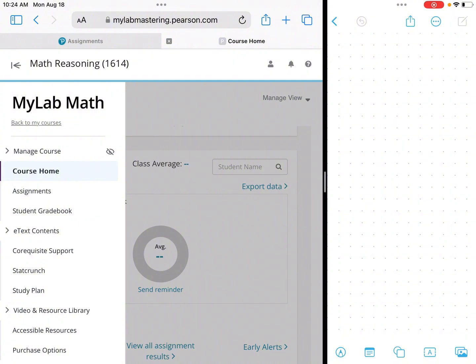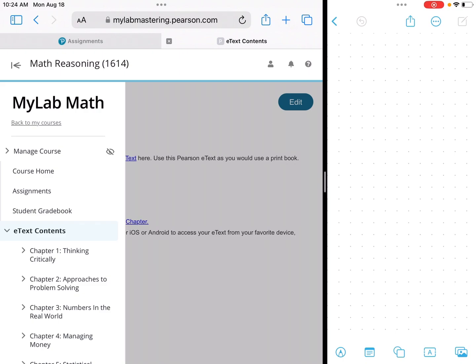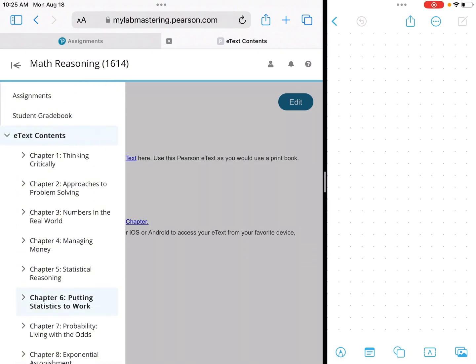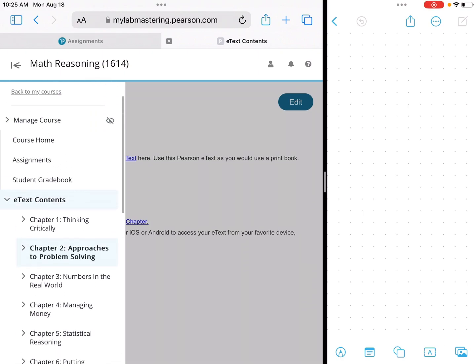We have a textbook option, e-text contents right here. You can take a look at the actual book chapters, read through that. That's important for a lot of the conversions you'll have, yards to feet, that kind of thing. So there's all our chapters. We're not going to cover all of them, but that's the entire ebook.